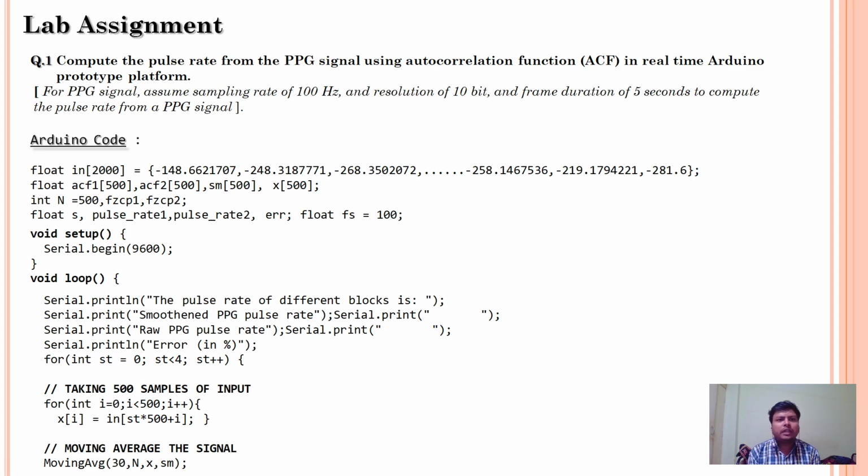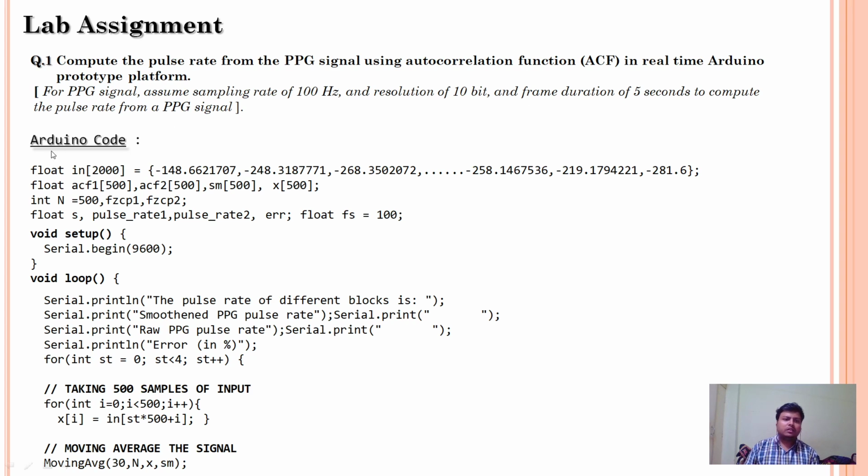Now, let's come to the lab assignment. The first part of our lab assignment today is to compute the pulse rate from the given PPG signal using the autocorrelation function in a real-time Arduino prototype platform. The assumption regarding the given PPG data is that it is sampled at 100 Hz at a resolution of 10 bit, and we are considering a frame duration of 5 seconds to determine the pulse rate from the PPG signal.